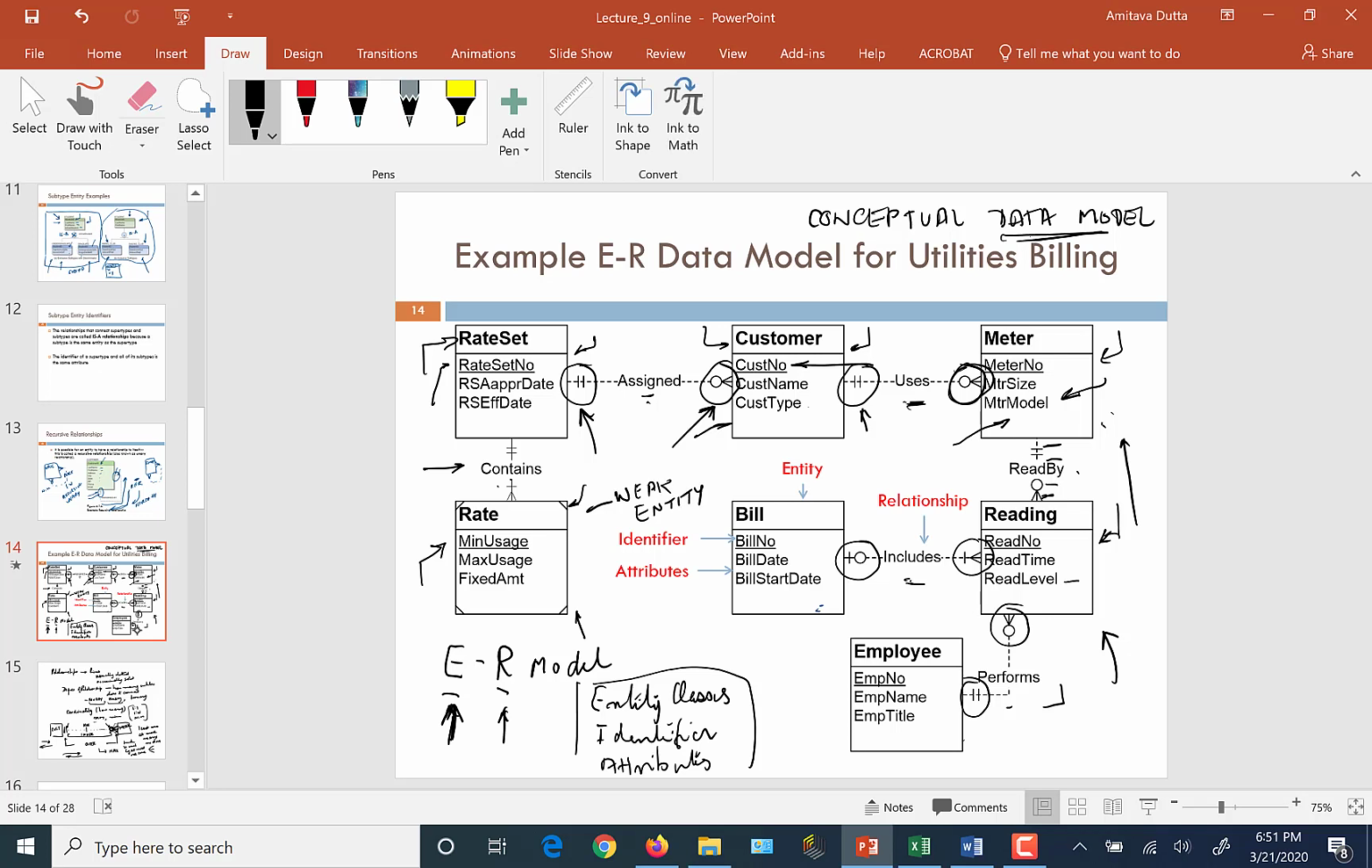Okay, so a weak entity is simply an entity that cannot exist by itself. Okay, it can only exist in conjunction with another entity. So what we are saying here is that a rate can only be associated with a rate set. Unless there is a rate set, you cannot have a rate. So this entity called rate can only exist if there is a rate set.